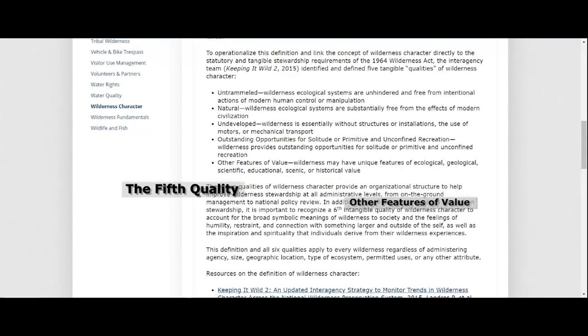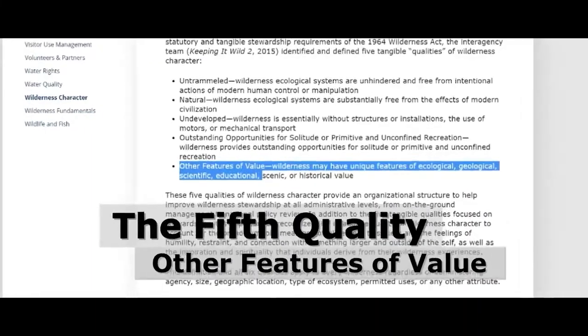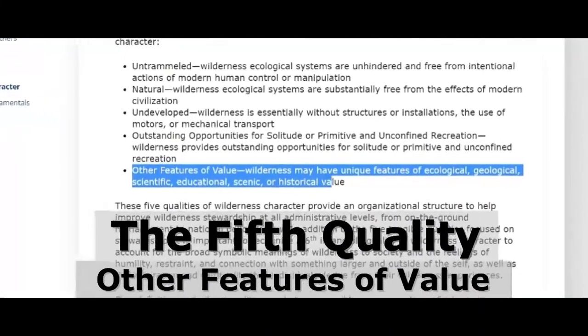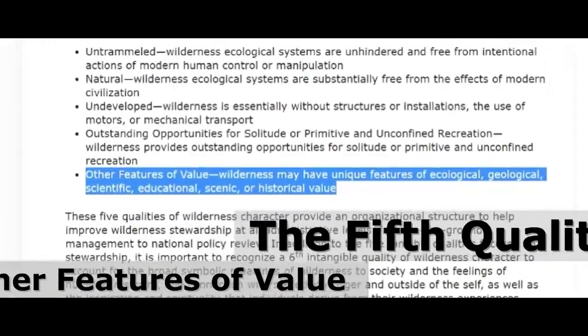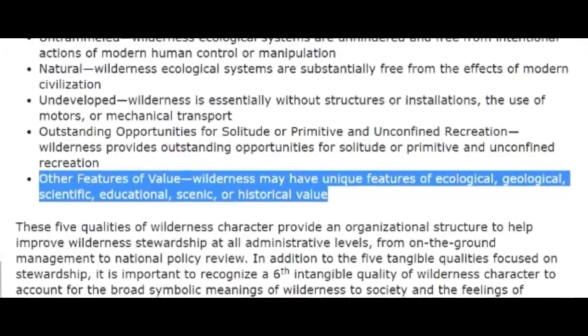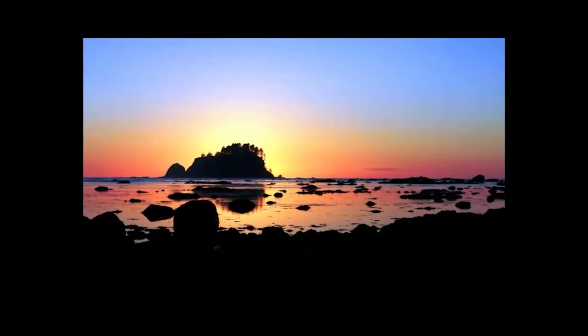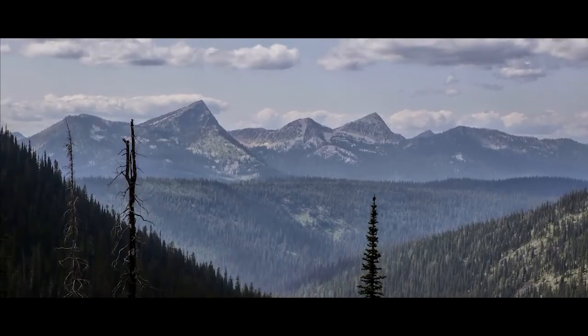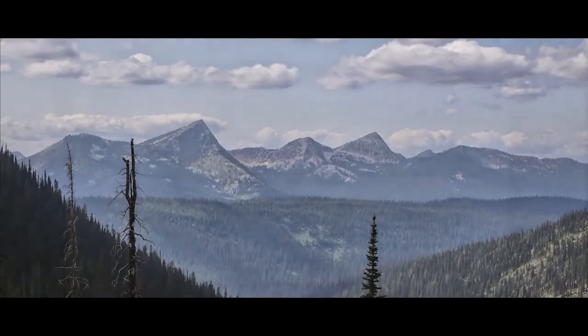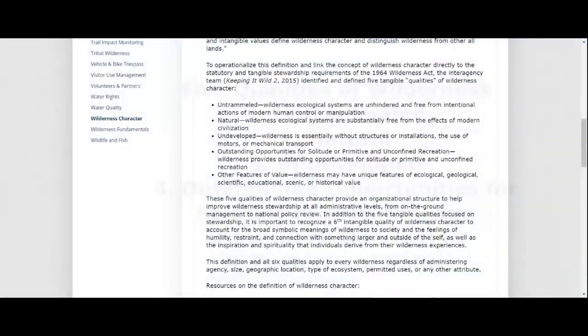The fifth and final quality of wilderness character provides for other features of value. Wilderness may have unique features of ecological, geological, scientific, educational, scenic, or historical value that are equally important to preserve and protect for society to enjoy and learn and benefit from in the future. These are the five qualities of wilderness character.